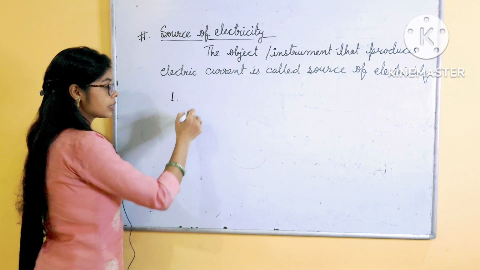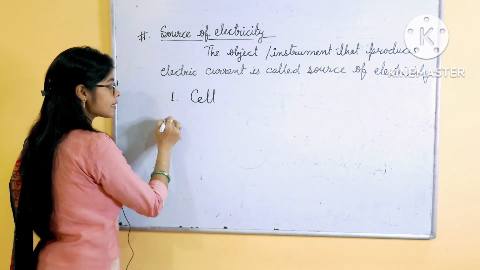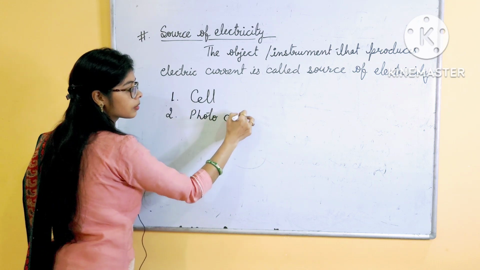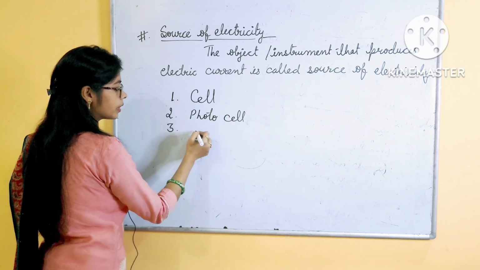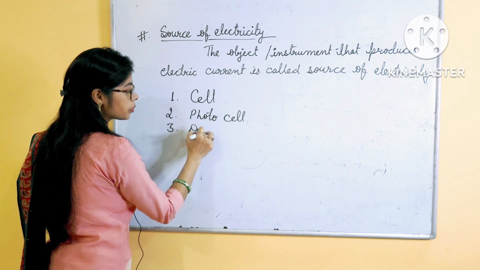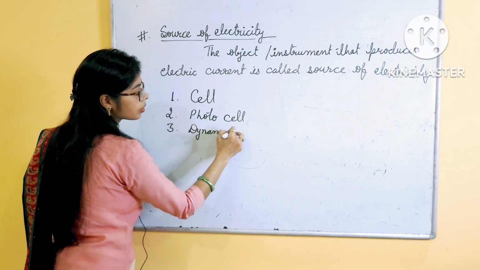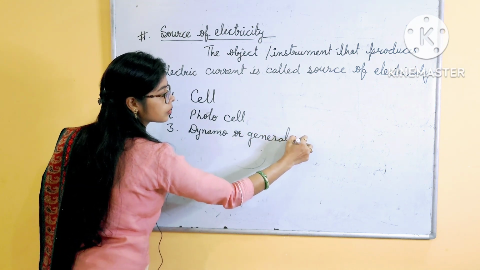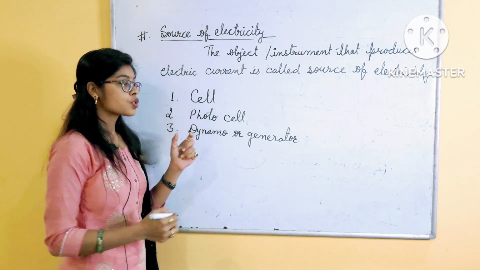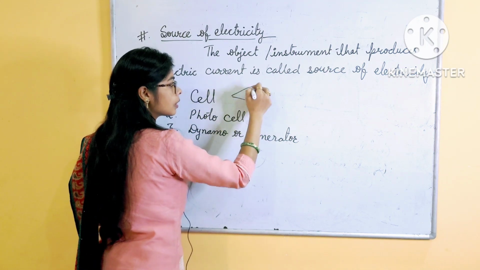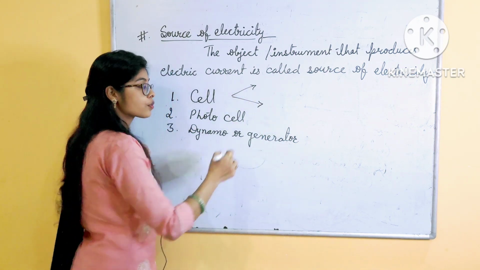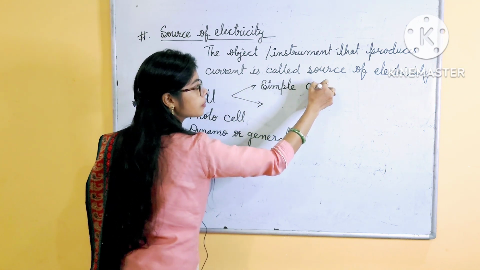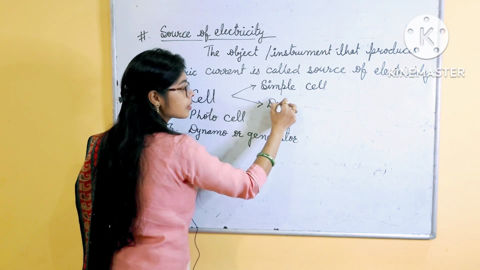First source of electricity is known as cell. Second is photocell, and the third one is dynamo or generator. In the first one, the cell again has two types. First is simple cell and the other is dry cell.